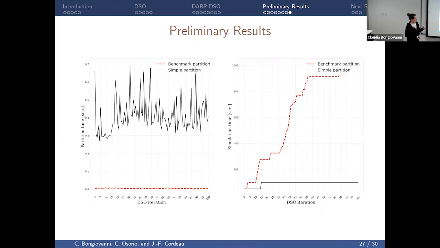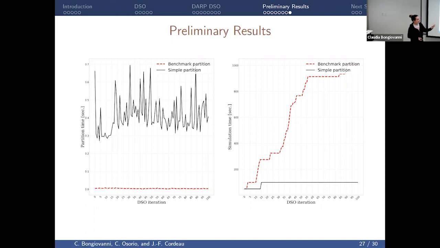Both axes are in seconds. And in the first figure, what we see is that essentially the benchmark partition solves instantaneously, right? It's an LP, super fast. The simple partition takes a bit longer, as we've seen. But on the right-hand side, what we see is the simulation time.